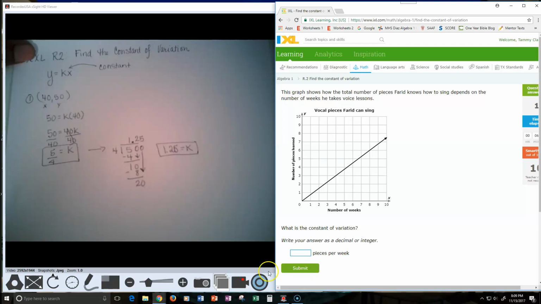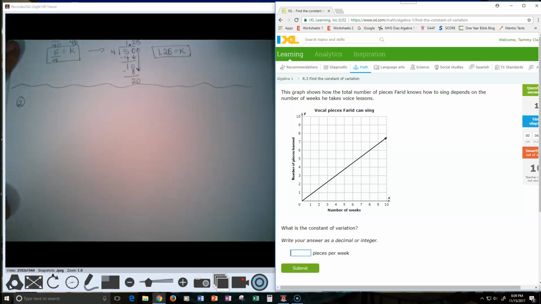I need another sheet of paper though, so hold on. Well, never mind. I decided not to get another piece of paper. I just decided to use the same one.